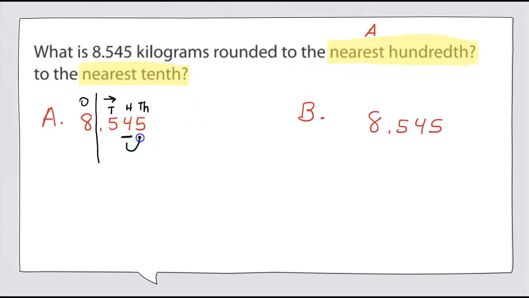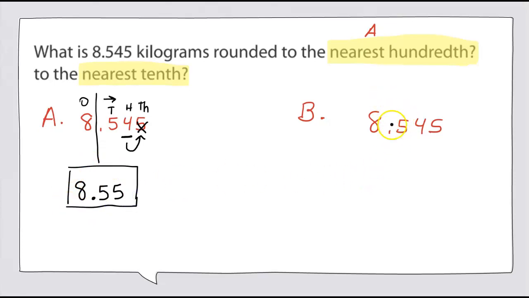And then we're going to go to the right. And that 5 is going to tell us what to do. That 5, remember, if it's 4 and below, you leave it alone. 5 and above, give it a shove. So this 5 is 5 and above. So we're going to give that 4 a shove. So my new decimal, rounded to the nearest hundredth, is 8 and 55 hundredths. And then I get rid of this 5 right here because it's bossy and it bossed me around too much, so I had to let it go. All right, so that is the answer for part A.